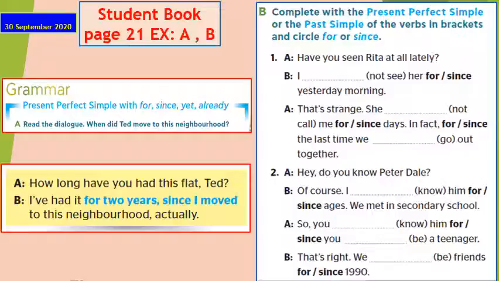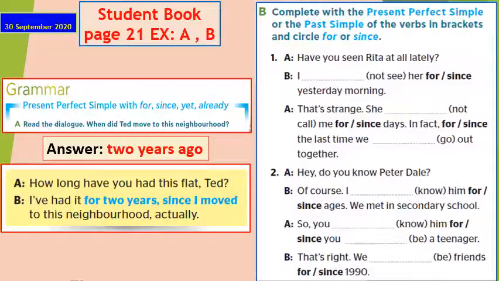We are going to complete the dialogue using present perfect simple or past simple of the verb in the brackets and circle for or since. I'll give you time to do this one. Do it, then come back to check your answers. Okay, let us see. The answer is 2 years ago. Yes, I've had it for 2 years, since I moved to this neighborhood. Okay, now let's move on to the next one.